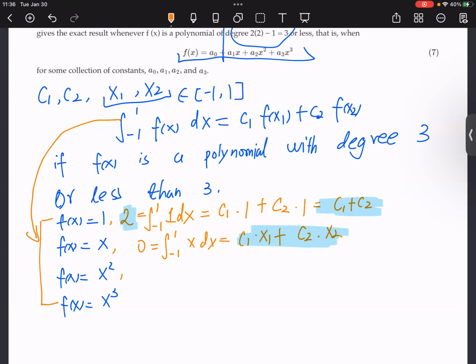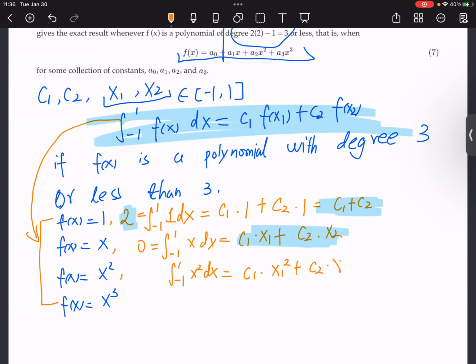We would do the same thing for the third and fourth equations. We do the integration from -1 to 1, applying this quadrature soup. For the left-hand side, we put in f(x) equals x squared, and on the right-hand side it equals C1 times x1 squared, plus C2 times x2 squared. Once again, for this definite integral, up to the calculations, its value is 2/3. And this is the third equation we get.